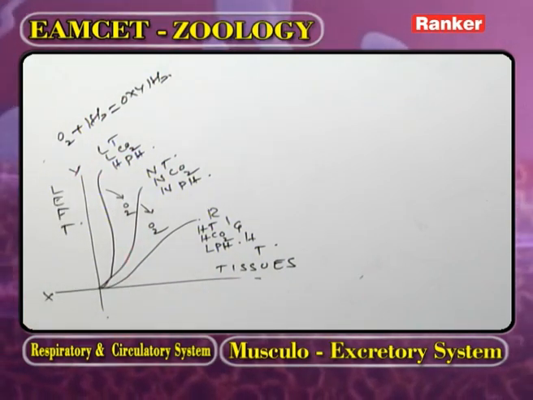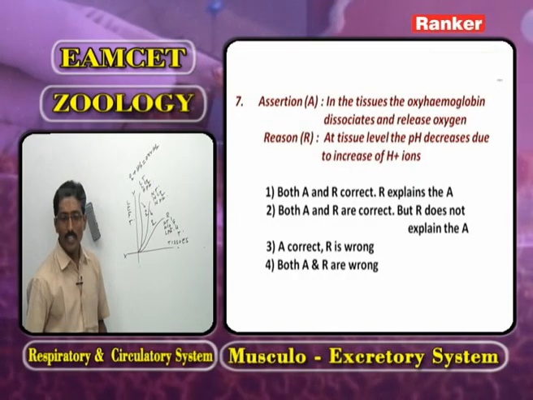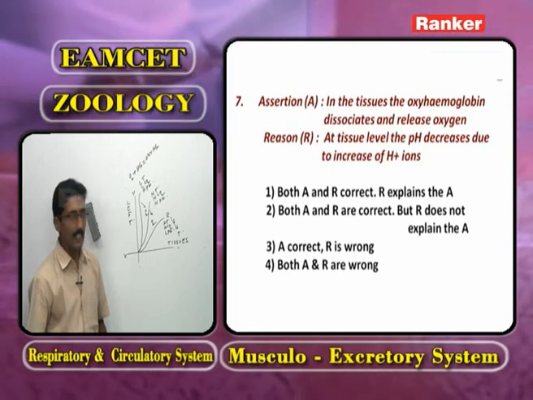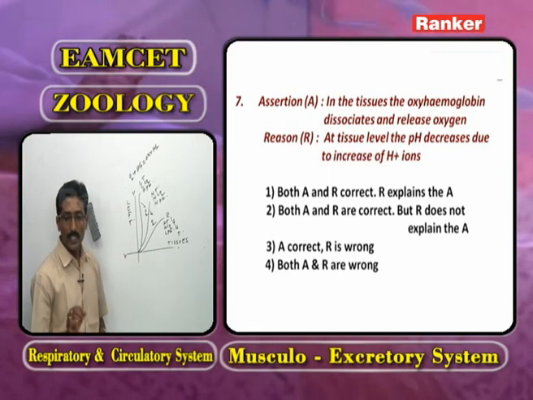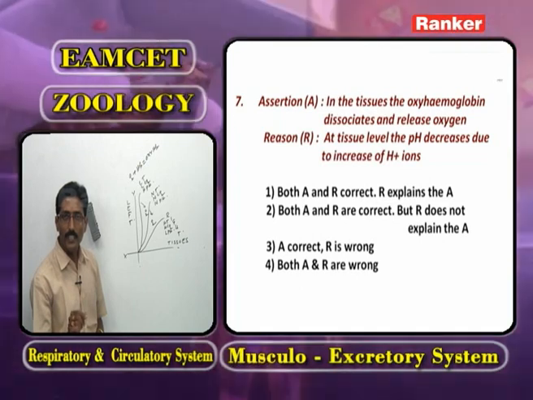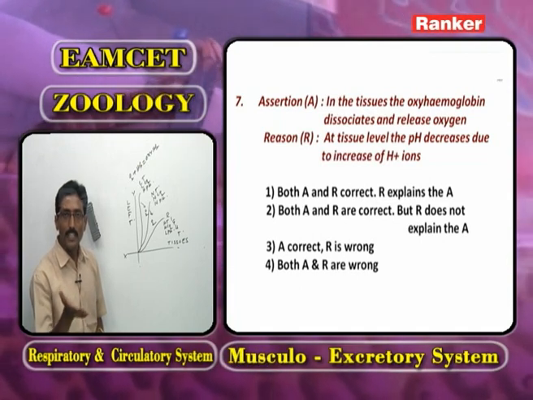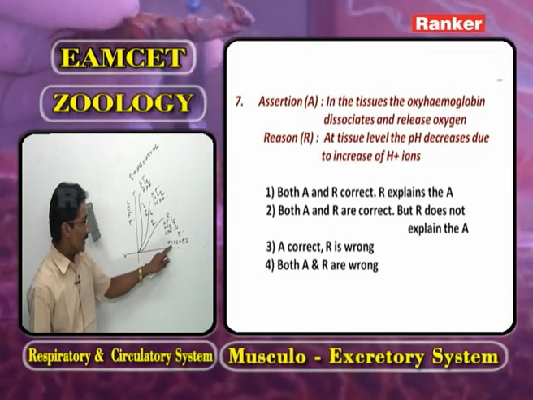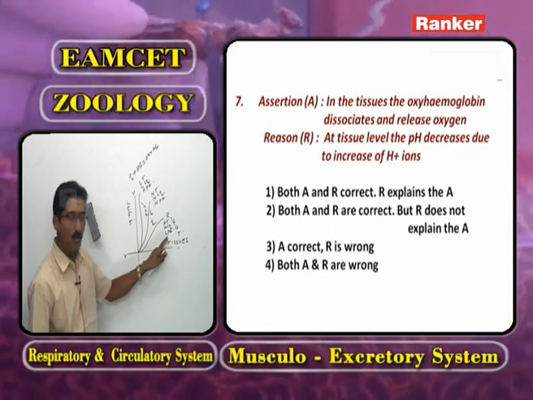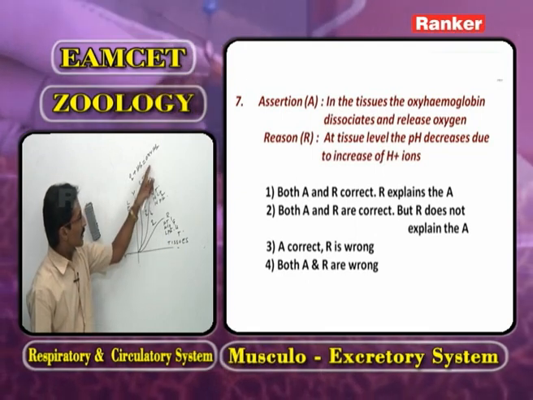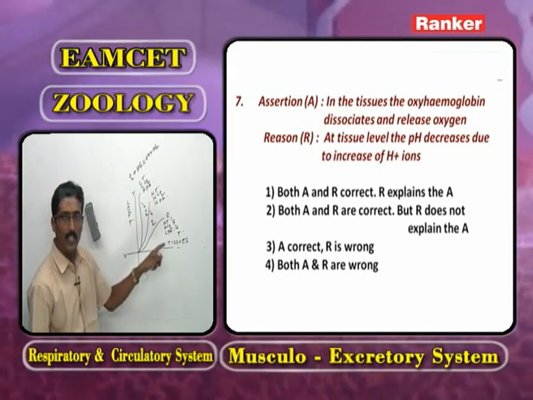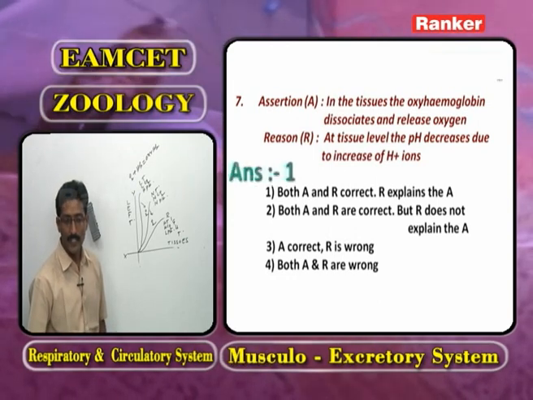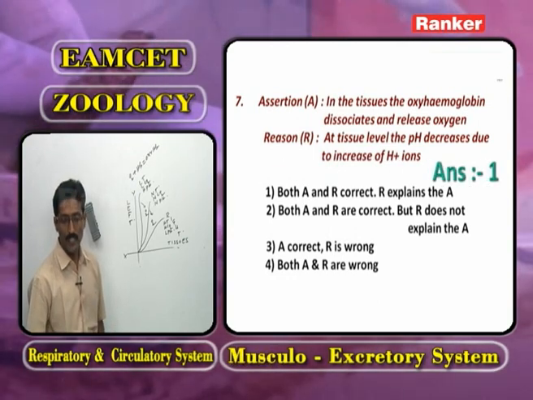Now here, the assertion: in the tissues, oxyhemoglobin dissociates and releases oxygen. Reason: at tissues, the pH decreases because H plus concentration increases. So you observe the diagram, in the tissues the pH is low. So at low pH, from the oxyhemoglobin, what is separating more and more? Oxygen. So both are correct and the reason explains the assertion. Now we go for the next question.